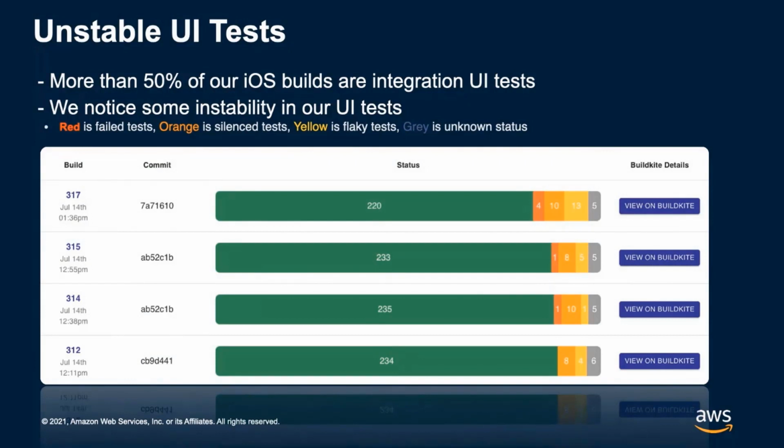Unit test. At Pinterest, more than 50% of our iOS builds are integration UI tests. Stability is very important and challenging when it comes to iOS tests. When we first started to build with EC2 Macs, we noticed that our UI tests had more flaky results throughout the day, meaning tests would require retry in order to pass. We also saw a bit of increased test failures.